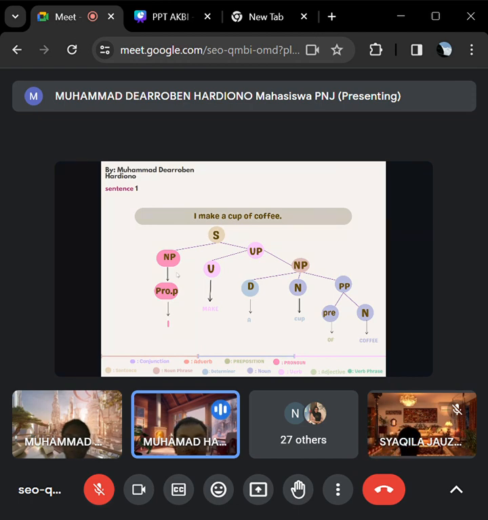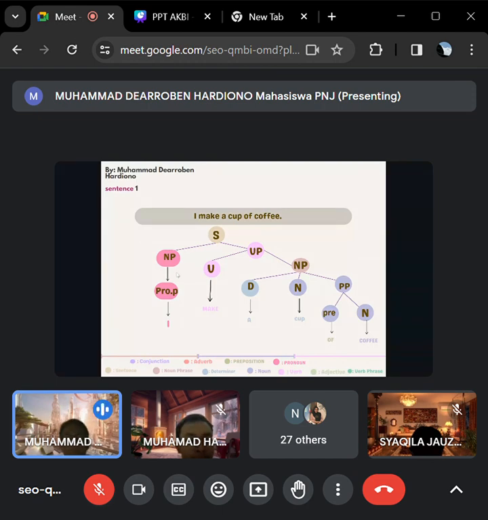And the last one will be explained by Muhammad Diaro Ben Hardiono. Okay, thank you, Haikal. For the first sentence, I make a cup of coffee. This sentence is symbolized by S and consists of two elements, noun phrase and verb phrase.